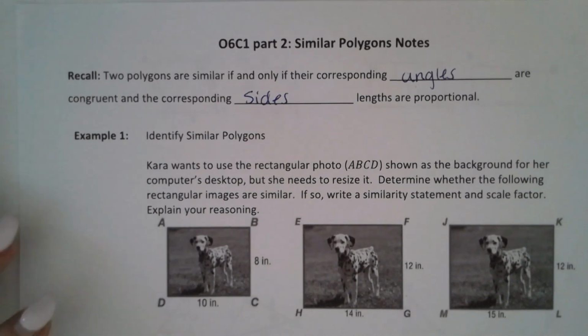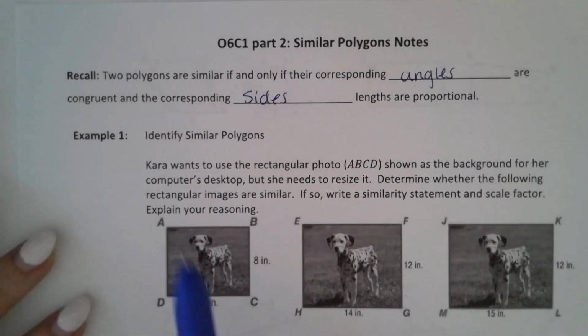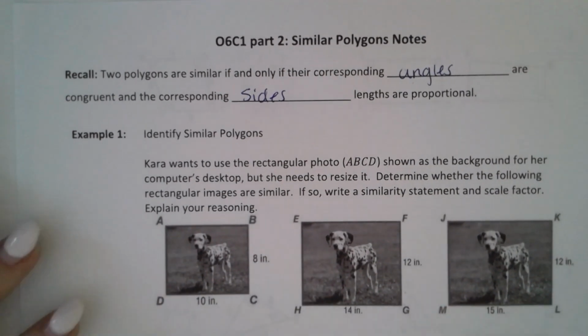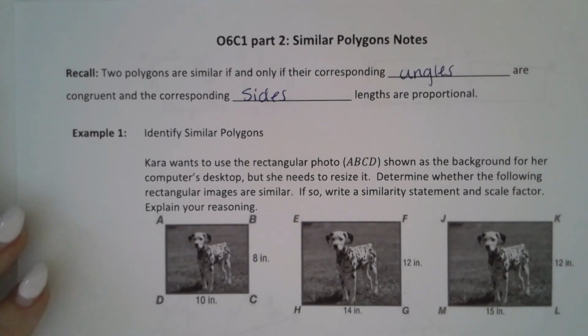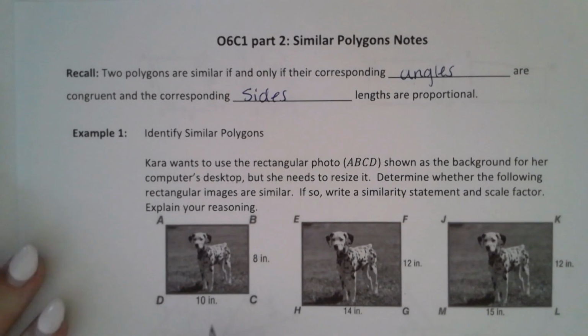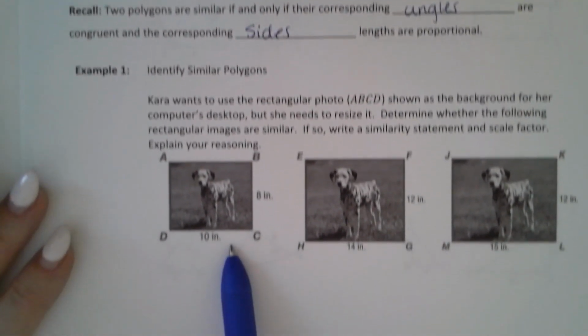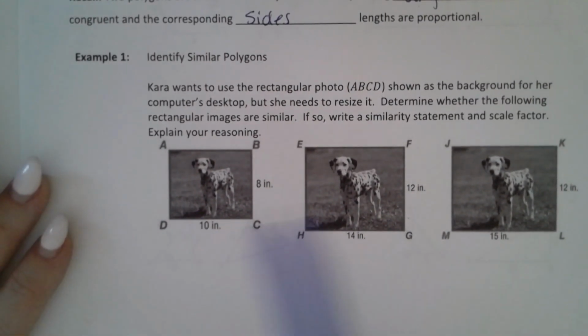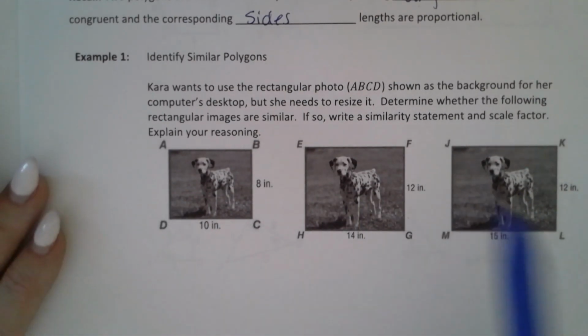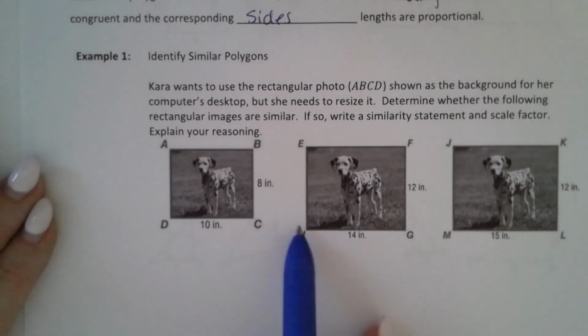So in this first example, it says that Kara wants to use the rectangular ABCD shown as the background for her computer's desktop, but she needs to resize it. Determine whether the following rectangular images are similar. If so, write a similarity statement and scale factor and explain your reasoning. So we're going to first see, are these two similar? And then we're going to check, are these two similar? I'm going to check these two first.